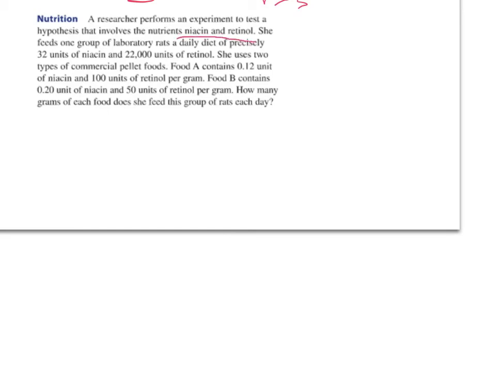She feeds one group of laboratory rats a daily diet of precisely 32 units of niacin and 22,000 units of retinol. She uses two types of commercial pellet foods. Food A contains 0.12 units of niacin and 100 units of retinol per gram. Food B contains 0.20 unit of niacin and 50 units of retinol per gram. And the question is, how many grams of each food does she feed this group of rats each day?